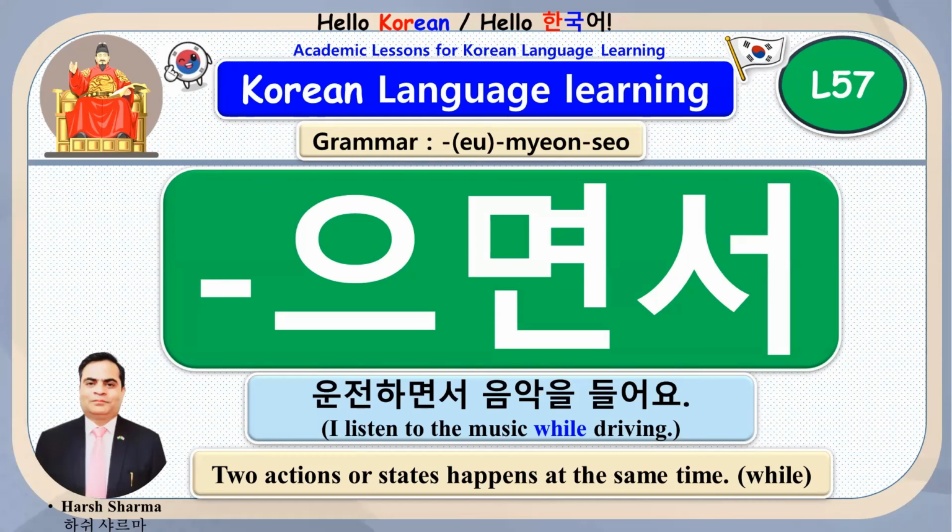In this lesson, we are going to learn a grammar that is myeon-seo. If you see this example, 운전하면서 음악을 들어요. I listen to the music while driving means two actions at the same time.